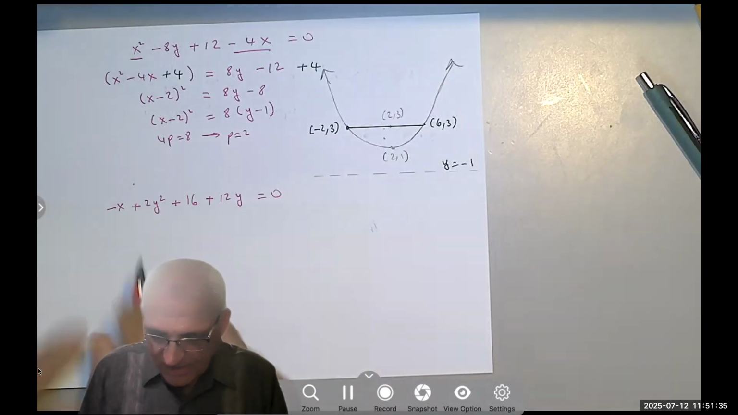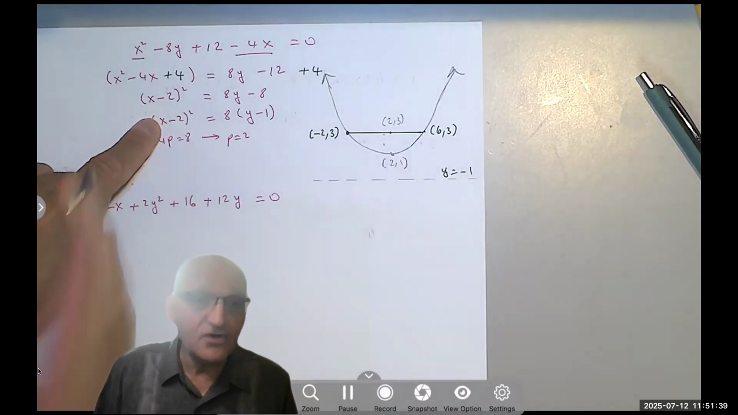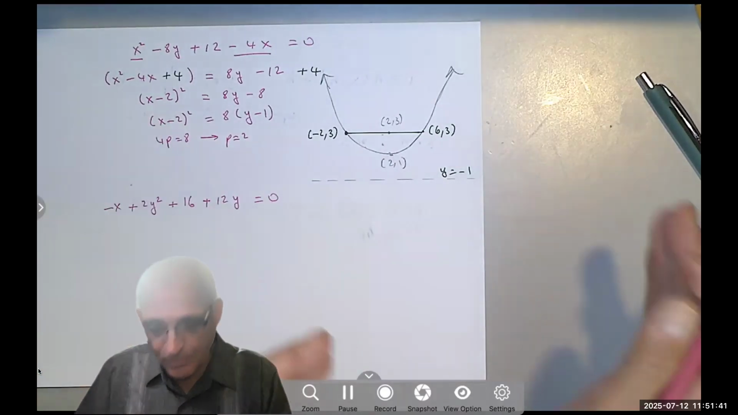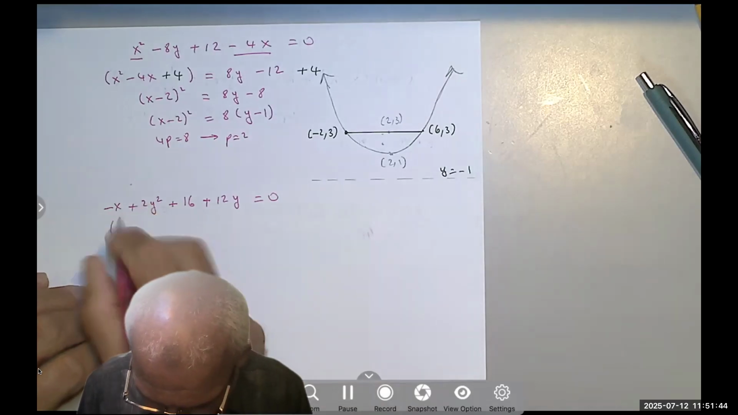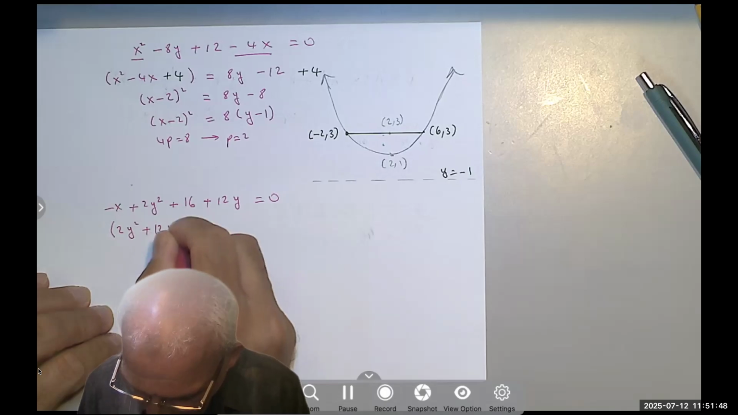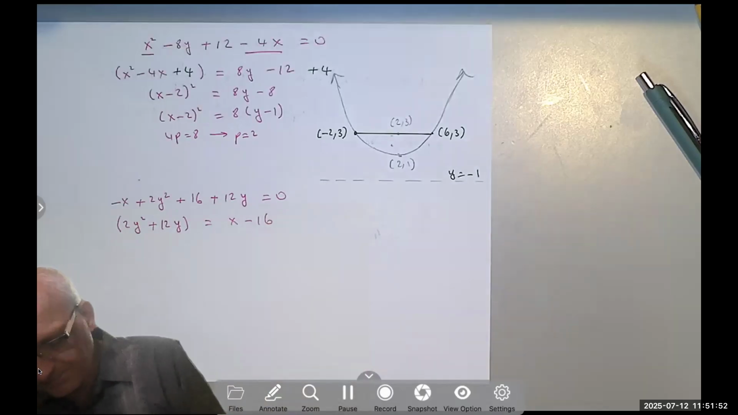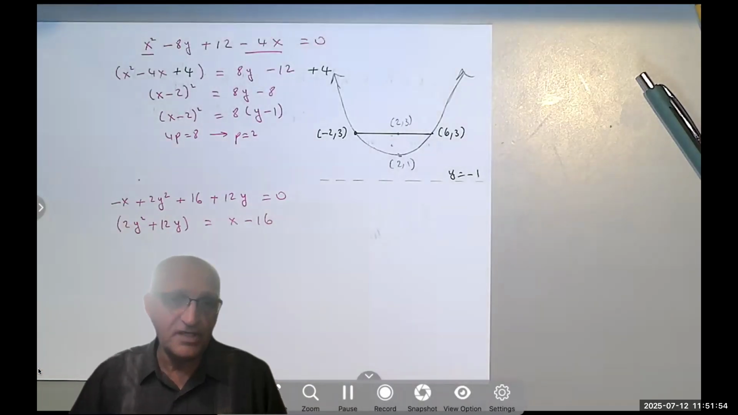Okay. So now you can see that the square part is y, so that's what I leave on the left-hand side, and everything else would move to the right-hand side. So I'm going to say 2y squared plus 12y equals x minus 16, right? By moving the x and the 16 to the other side.